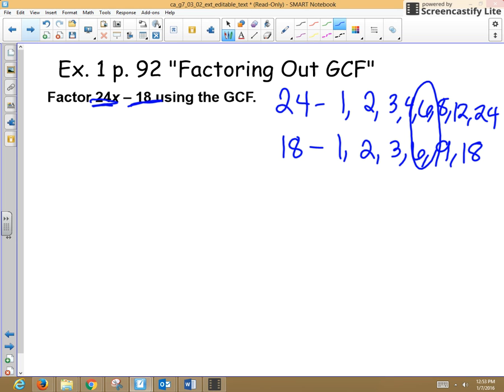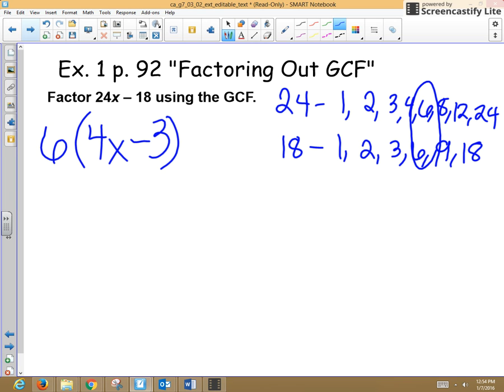So I'm going to divide 24 by 6, and then I'll divide 18 by 6. So I take out the greatest common factor, 6, and then I put parentheses to show distributive property. 6 goes into 24 4 times and bring down the x. Keep the same sign, it's subtraction. 6 goes into 18 3 times. So our expression would be 6 times the quantity of 4x minus 3.